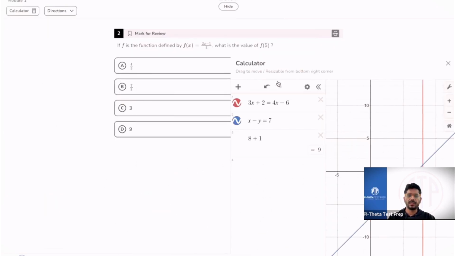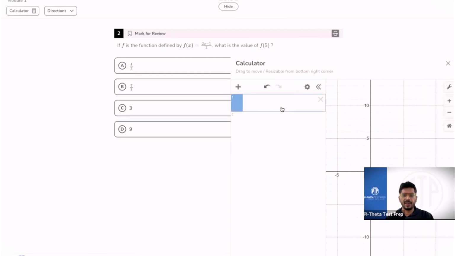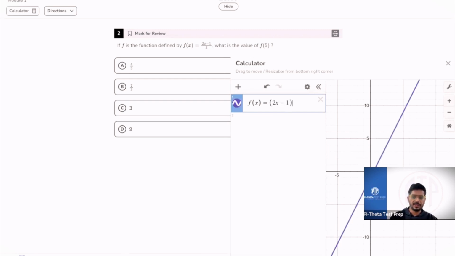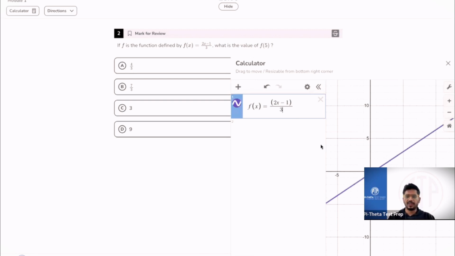Here, I'm just moving the Desmos calculator as required. You can move your Desmos calculator around as and when you need. Now they're telling you that f is the function defined by f(x) = (2x - 1)/3. What is the value of f(π)? Always remember one thing: when you have such a question, you write the function on the first tab, and very simply you can write divide by 3. So this is your linear function, and they're asking for the value of f(π), so you just write f(π) and you will get the answer. They are giving you 3 as the answer.